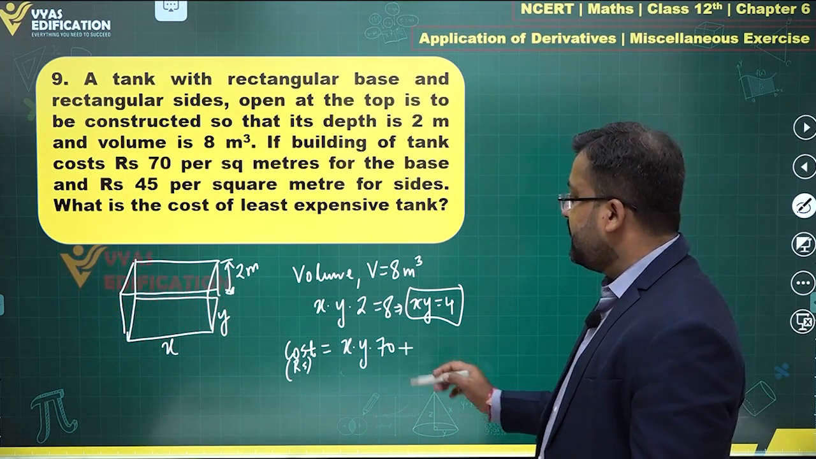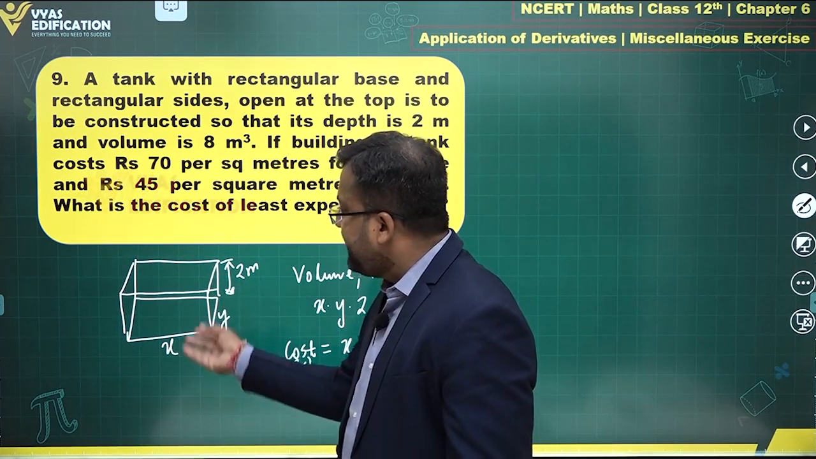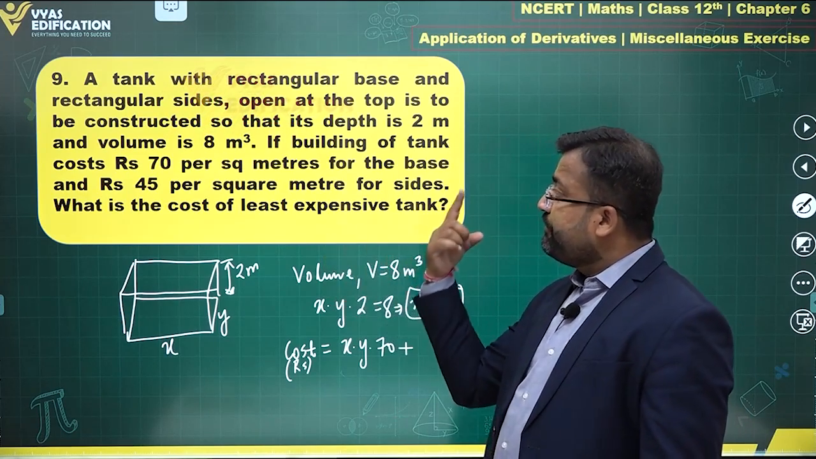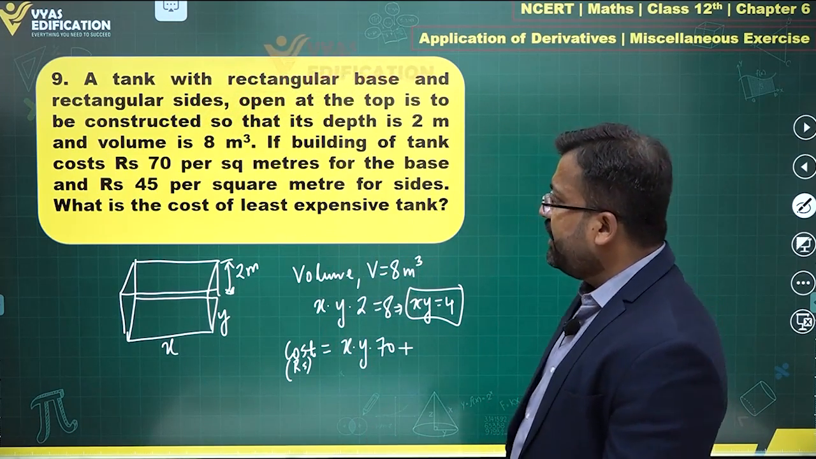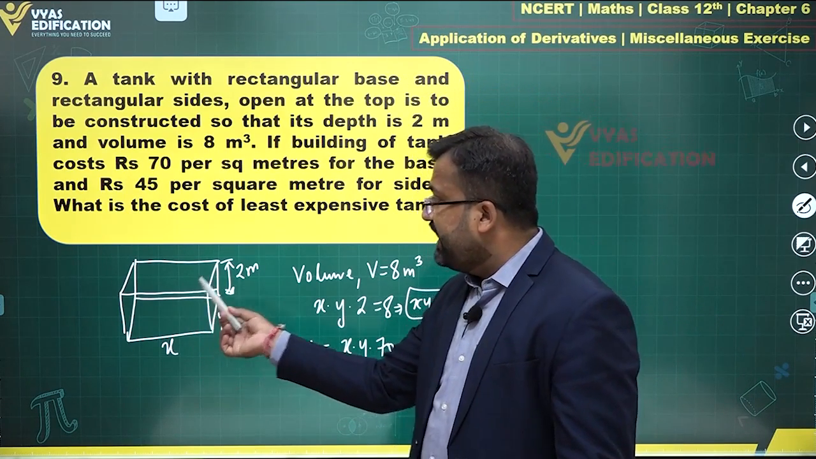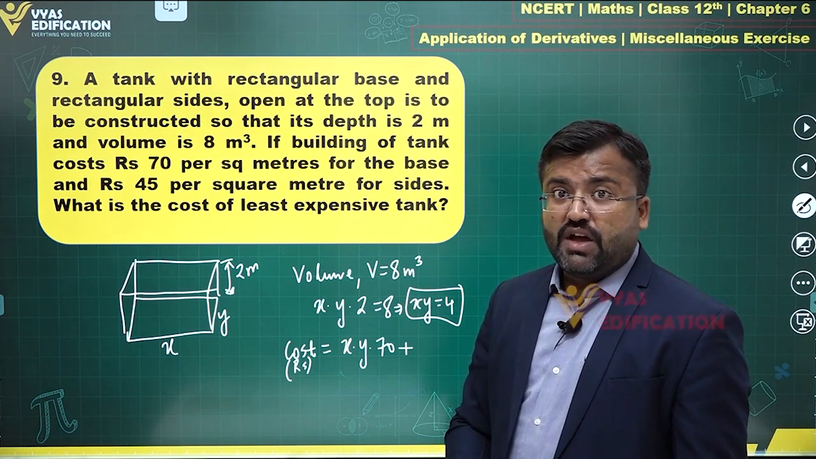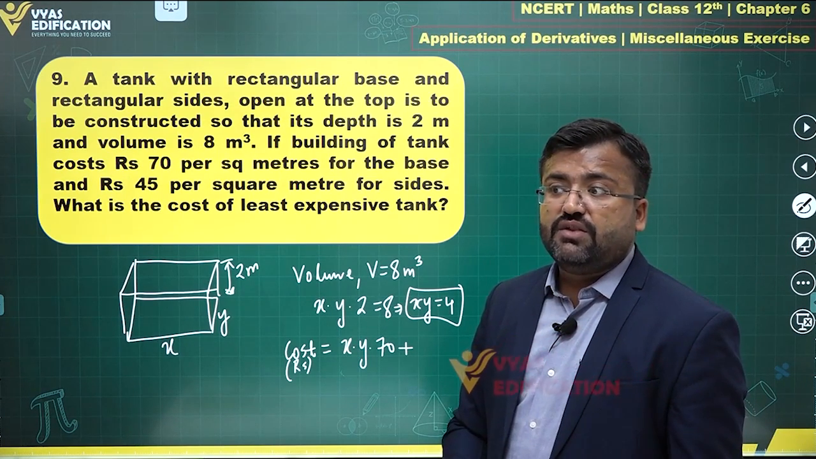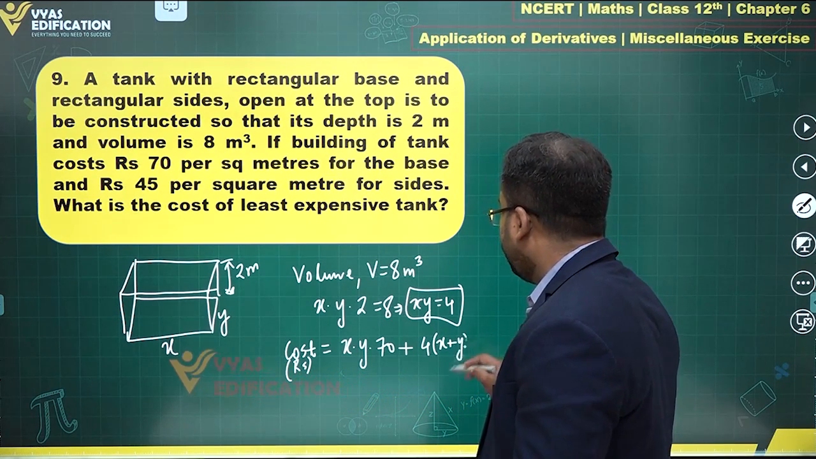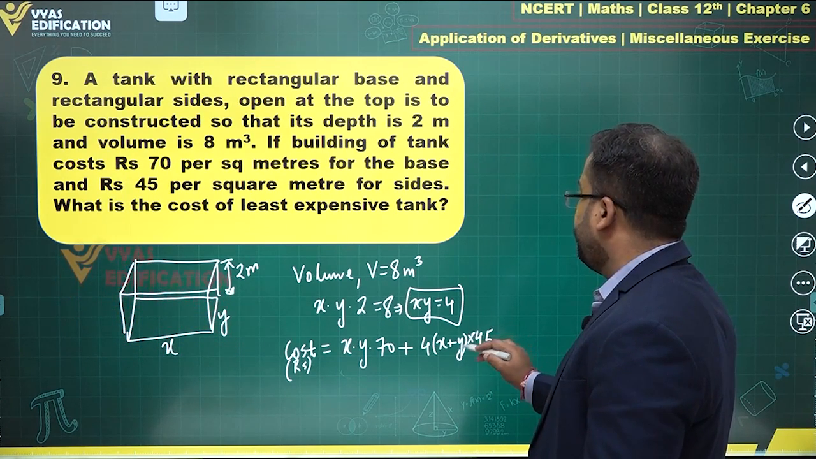Next, plus for the sides, what do we have? Y times 2, x times 2, y times 2 and x times 2 at the back is the net area of the sides, and it costs 45 rupees per square meter for the sides. So you have 2x plus 2y, times 2, which is actually 4 times x plus y, considering the depth as well, and the cost is 45 rupees.